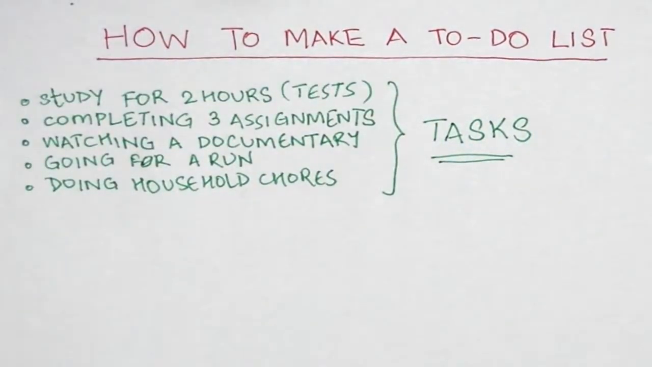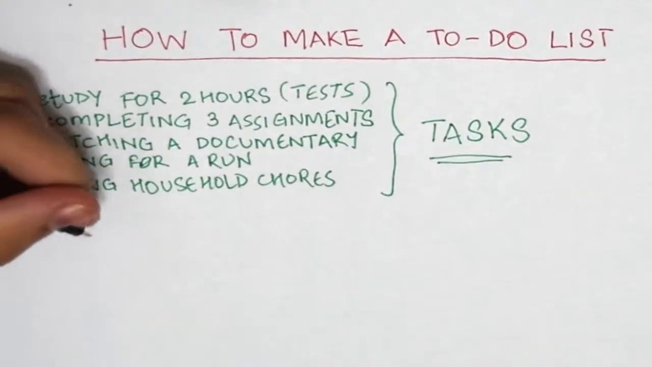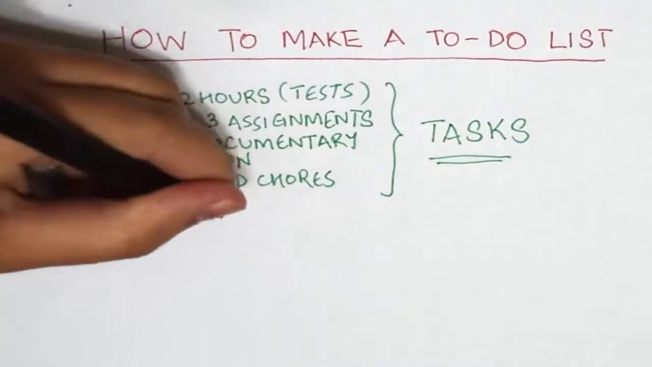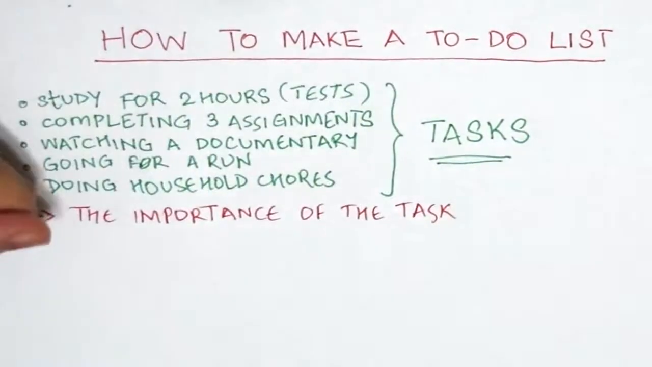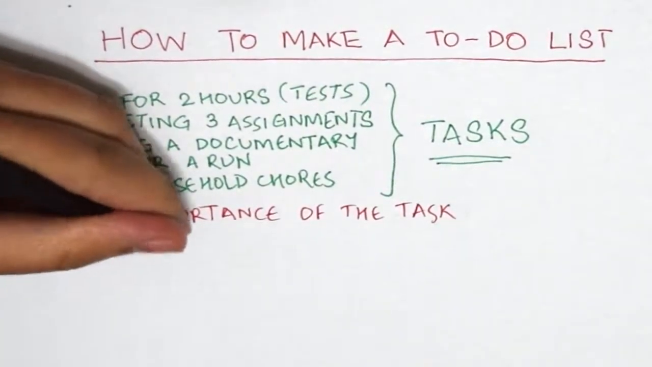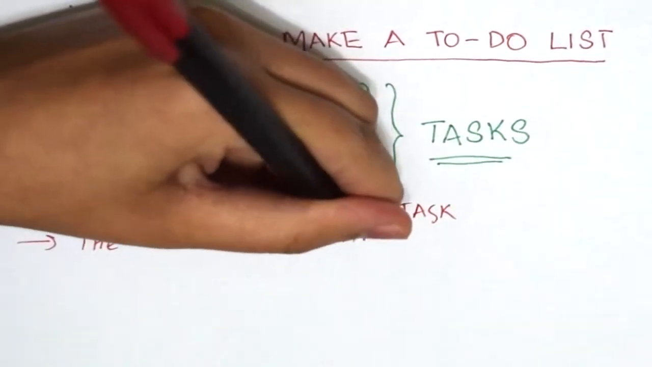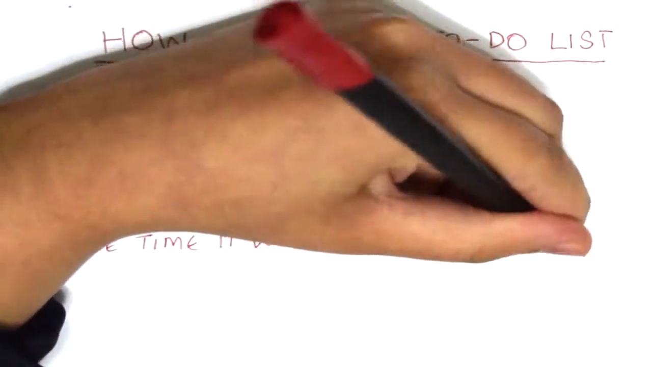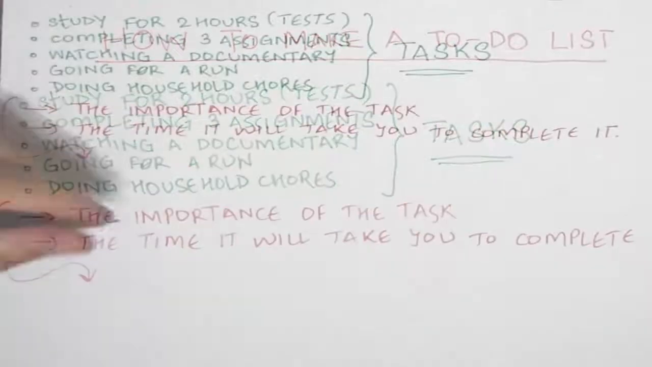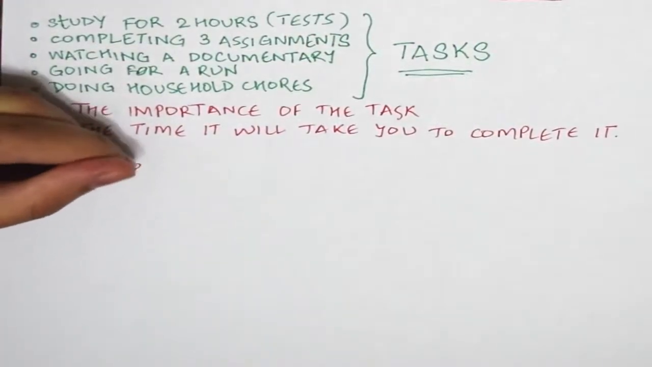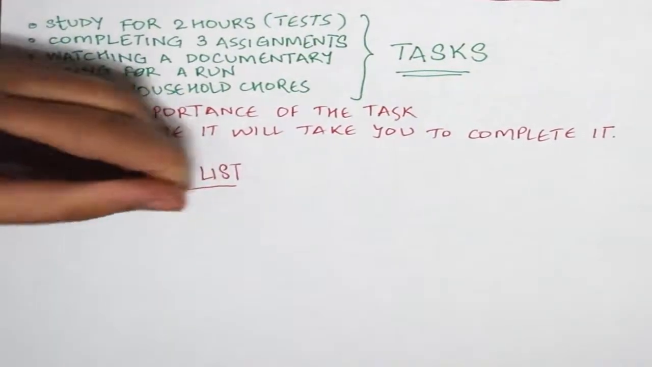Now, there are 2 factors you need to think about before making a to-do list. These are the importance of the task and the time it will take you to complete it. According to these factors, we will arrange our tasks into a priority list.